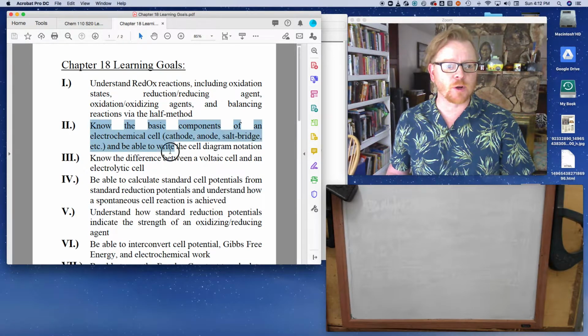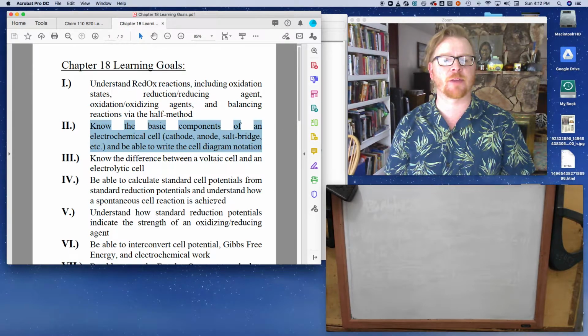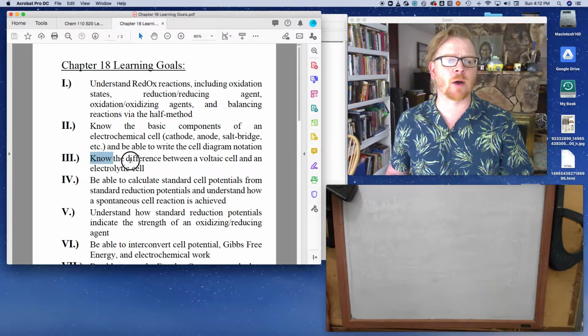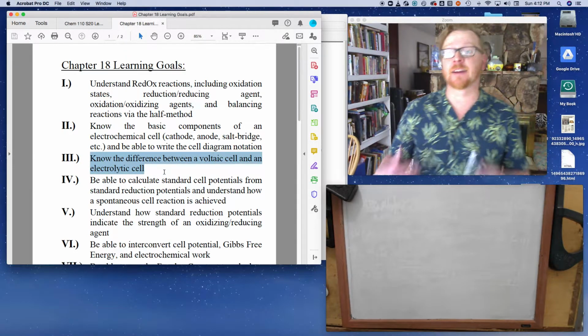Know the basic components of an electrochemical cell: cathode, anode, salt bridge, and be able to write the cell diagram notation. So we did that as well. And then the last thing we talked about was the difference between a voltaic cell and an electrolytic cell.